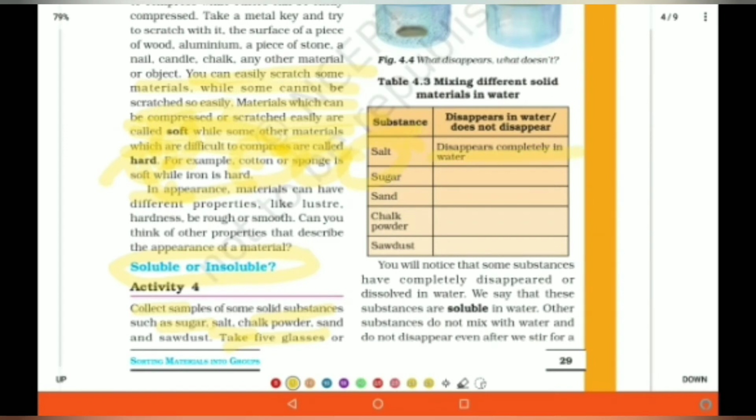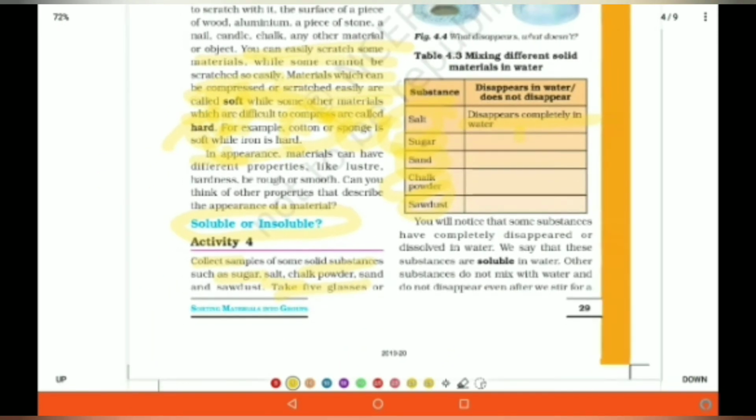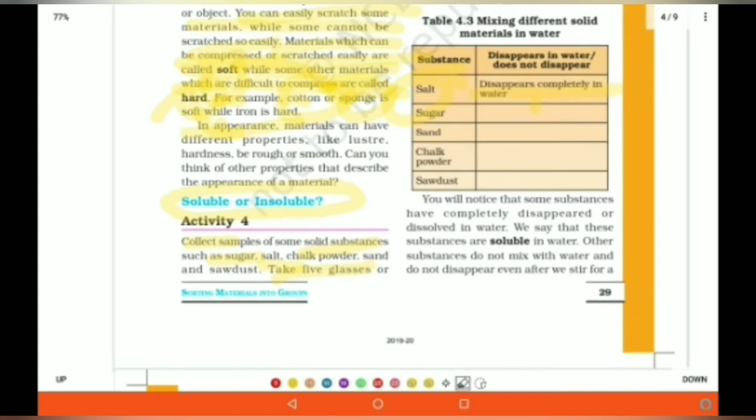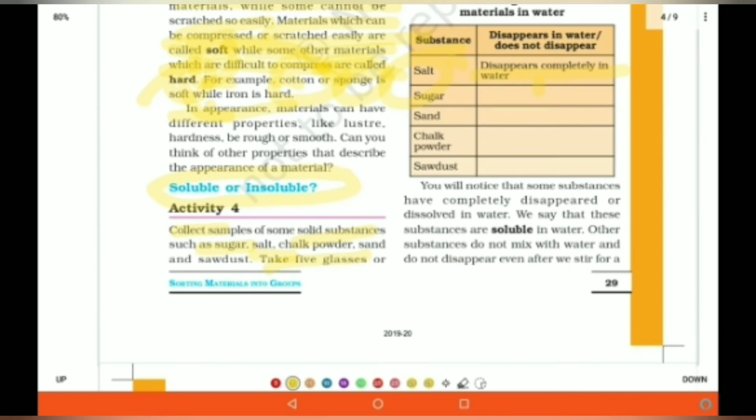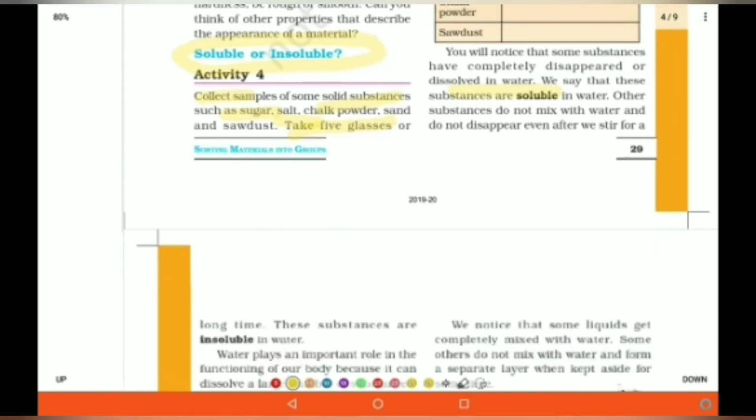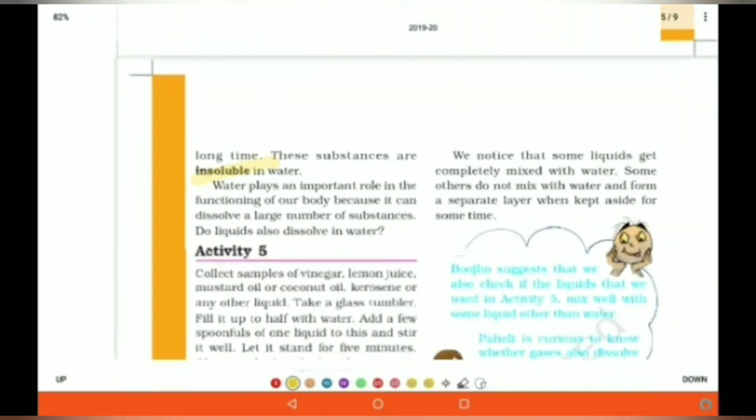Salt, it disappears completely in water. Sugar, it also disappears completely in water. Sand, chalk powder, and sawdust do not disappear in water, so sand, chalk powder, and sawdust are insoluble, whereas salt and sugar are soluble. Right? So insoluble and soluble.